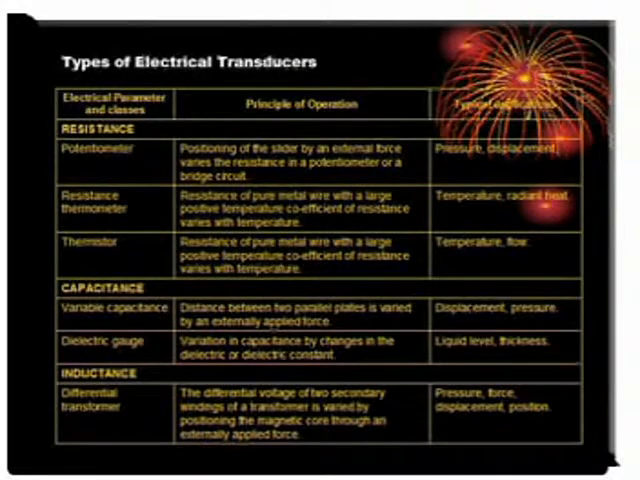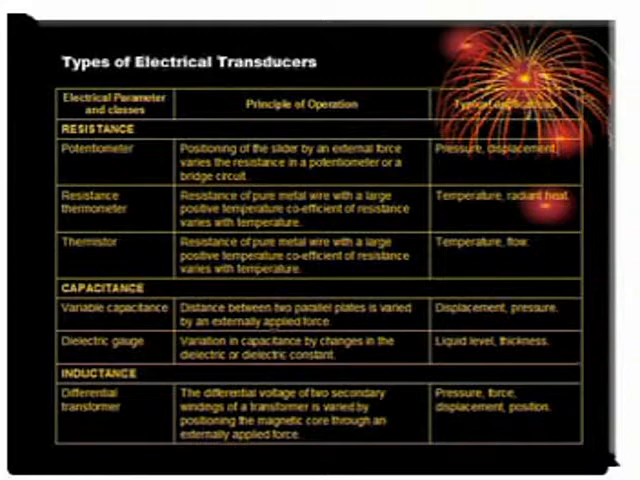Another type, capacitive transducer, in which I am going to give 2 examples. Variable capacitance box. The distance between 2 parallel plates is varied by applying external force, so that it gives change in capacitance. It is used to measure pressure and displacement. And another example is dielectric gauge. Working principle is by changing the dielectric constant, it produces a change in capacitance. It is used to measure liquid level and thickness.